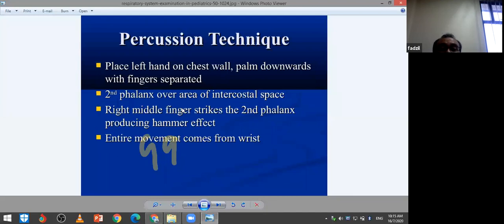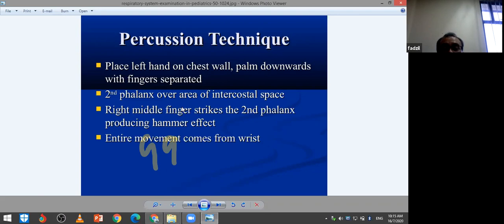Percussion. Okay, very important in percussion is technique. You have to practice. There is no magic with that. Many of you are unable to differentiate, even when you percuss the liver or the chest, because the technique is wrong.